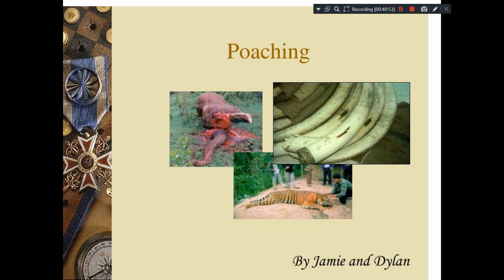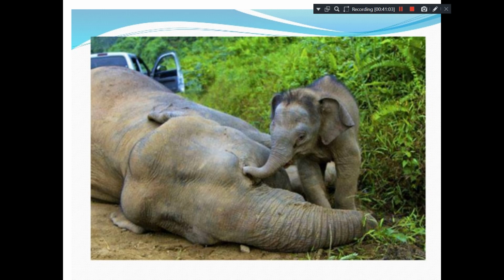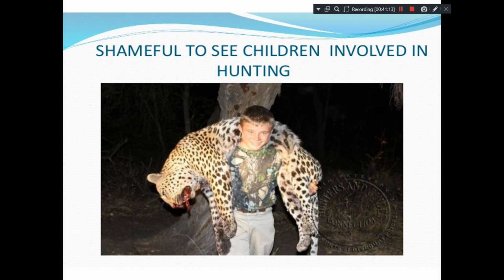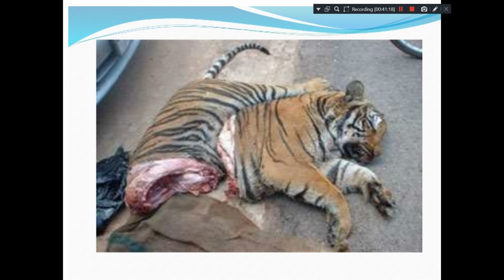Poaching is also another serious problem for biodiversity for various reasons, for the tusk, skin, hide, for various things. See, I have given you some photographs, and by seeing the photographs, you can understand how brutally the animals are killed for their various organs. Either it may be tiger, cheetah, elephants, rhinoceros.